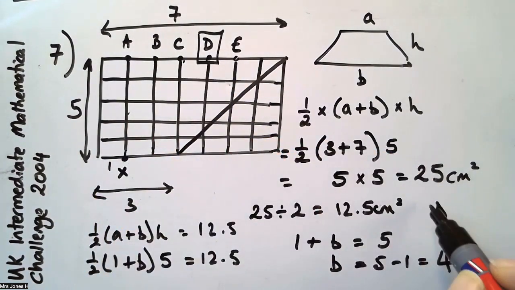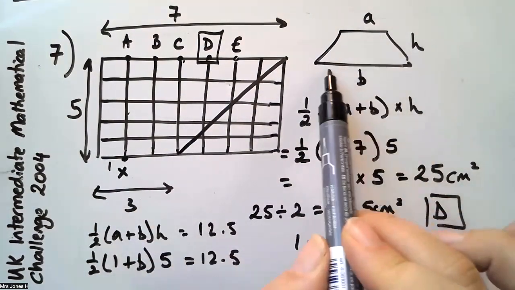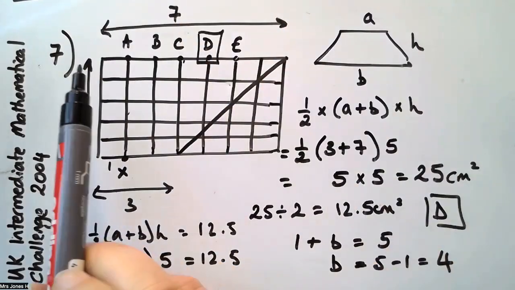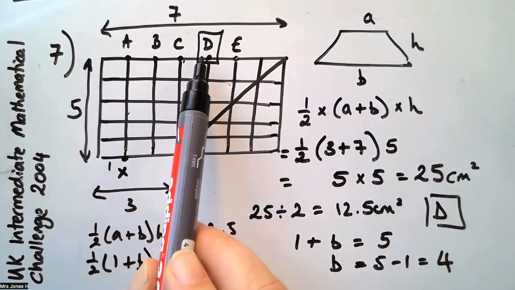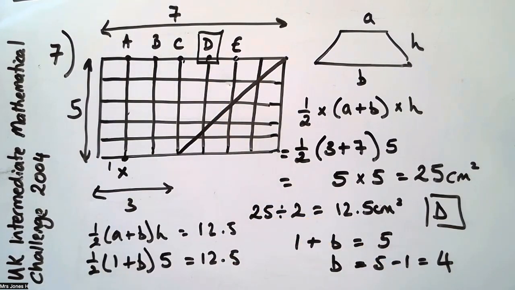The answer is D, because this trapezium, if we call this B and we call it upside down, then this is 4 units along here. 1 unit at the top, which is the A, 4 units, which is that B.